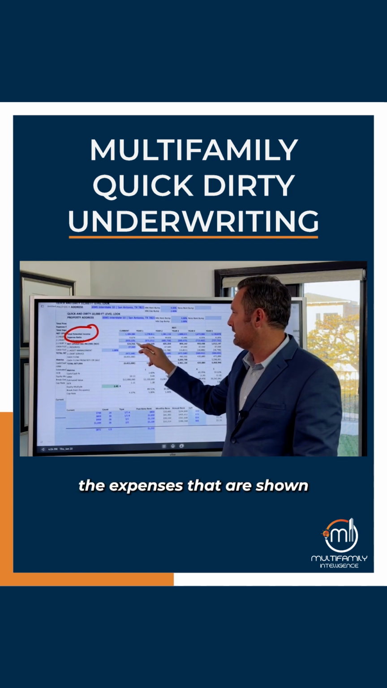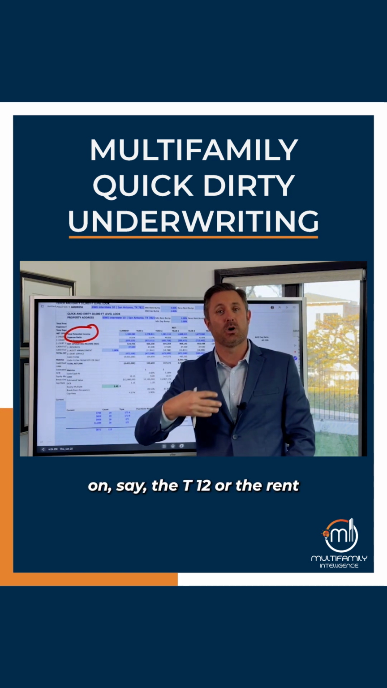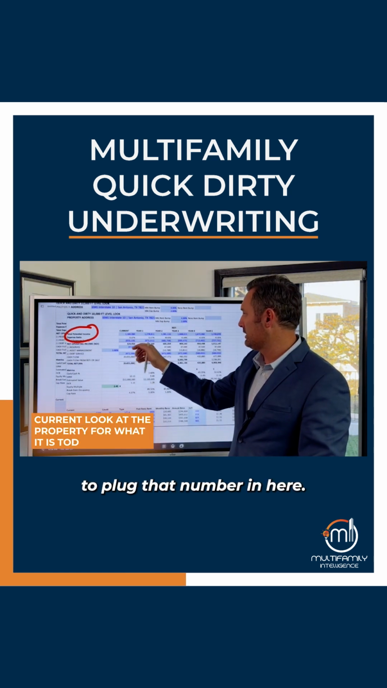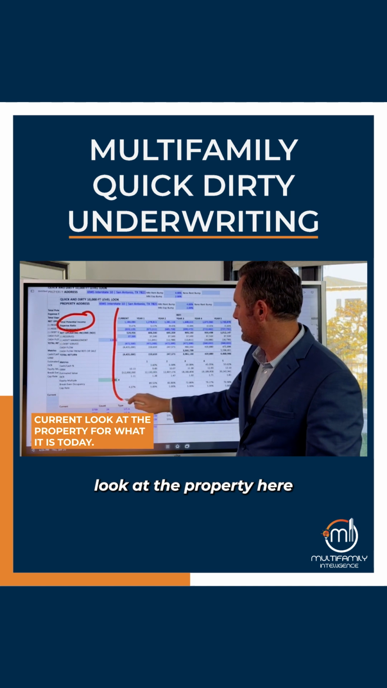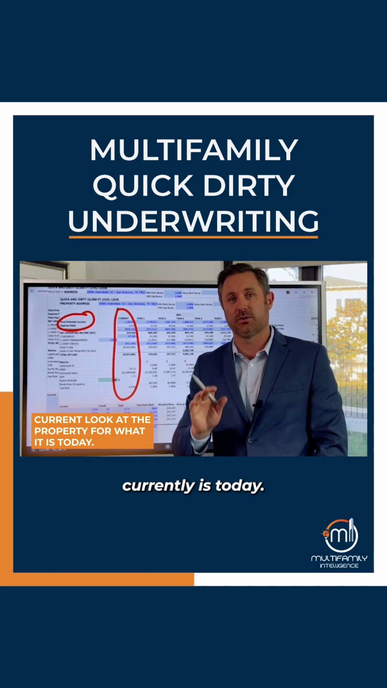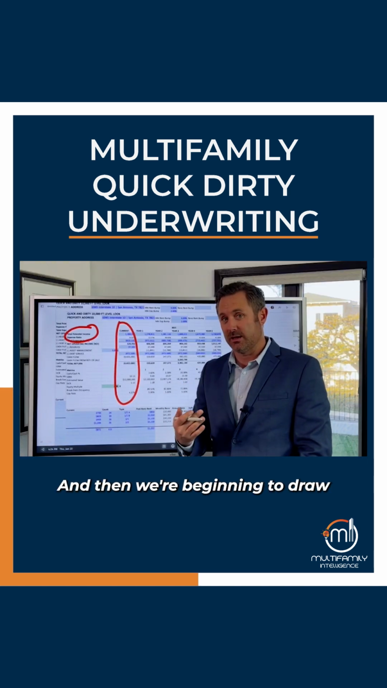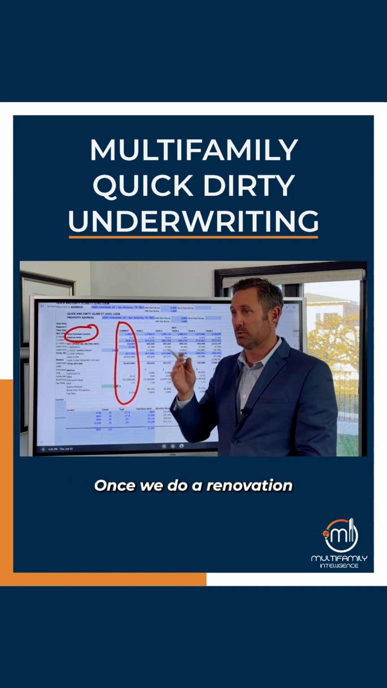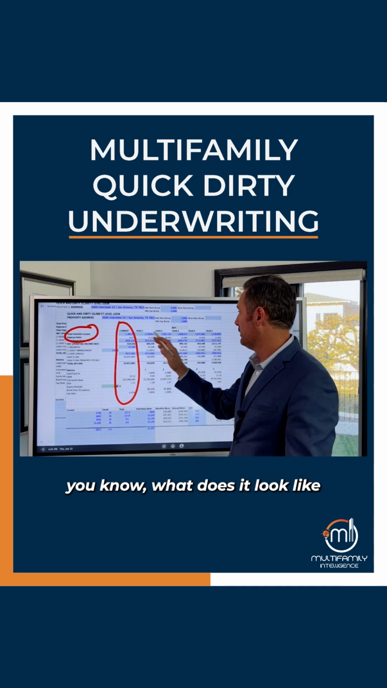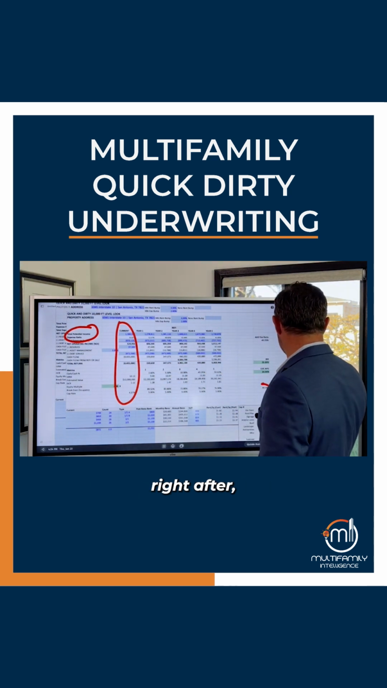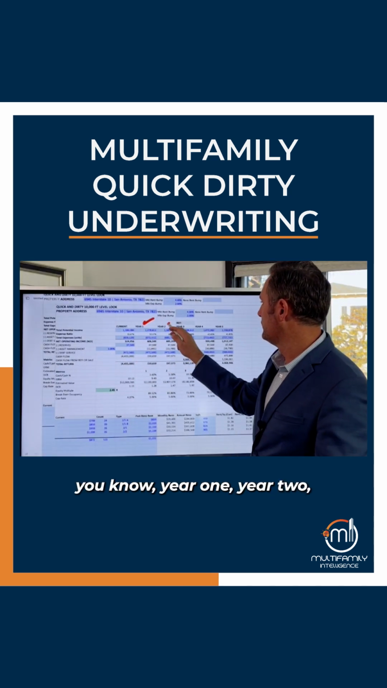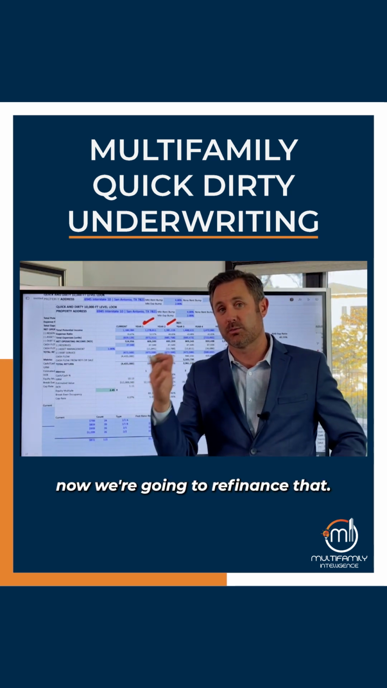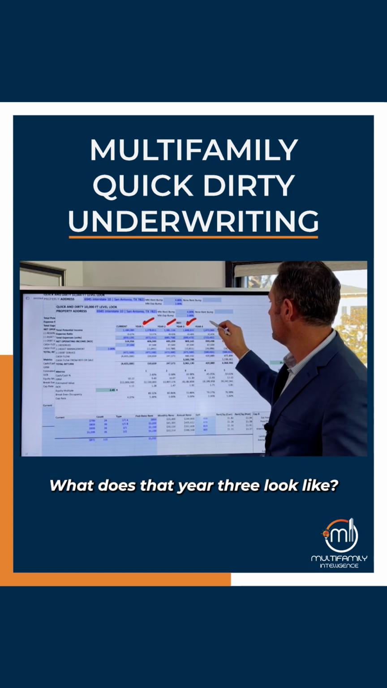Then we use the expenses shown on the T12 or the profit and loss statements provided to us and plug that number in here. So we're getting a current look at the property for what it actually is today. Then we begin to draw in our projections based on some variables. Once we do a renovation on the property, what does it look like after year one, year two, then we come into a refi year. Once we've renovated the property, we're going to refinance it. What do years three, four, and five look like?